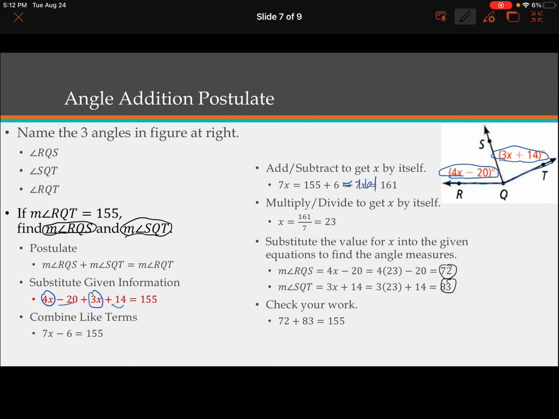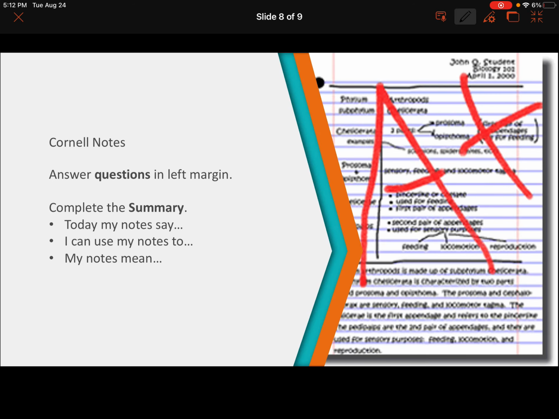All right. So that is the end of this lesson. We will be all set to go after this one. Make sure you answer the questions in the left margin and complete the summary, and we'll be good. That's all we got. Appreciate it.